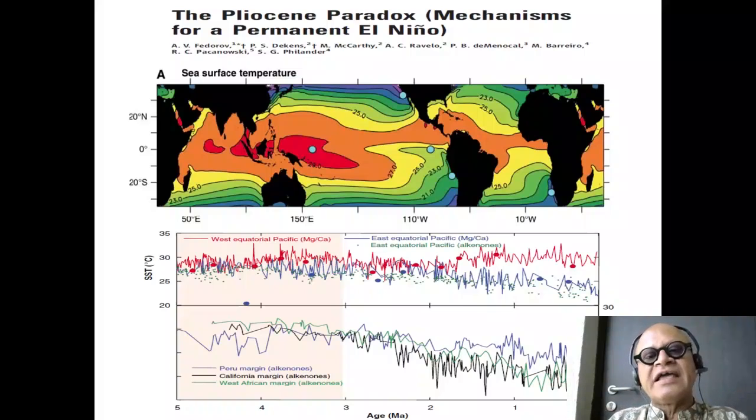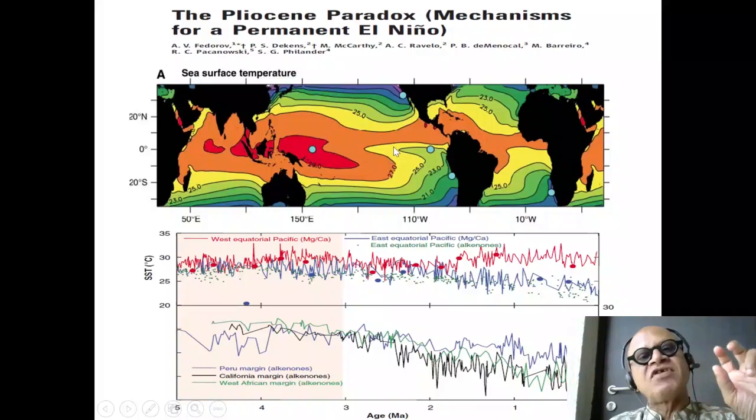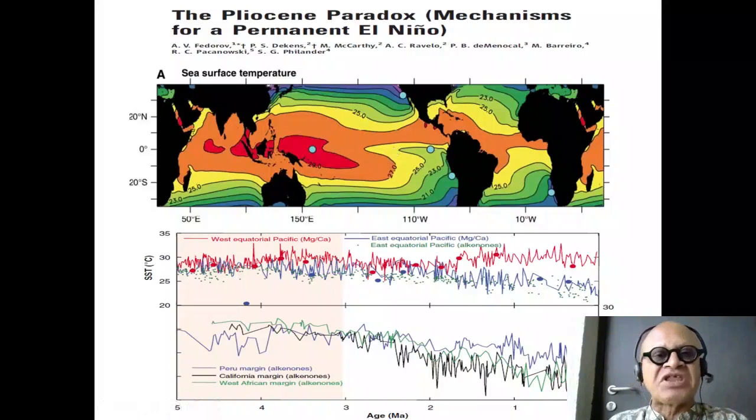So when the islands intersect the equator, they change the time scale of the El Nino. Presumably they go from every 2 years to every 4 years, or 4 to 7 years. They become less frequent, which would explain the drying here.